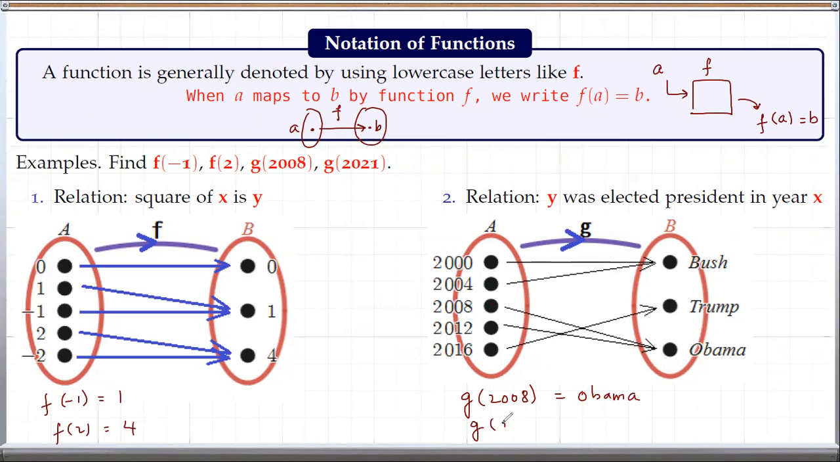And the last example here, g of 2021. So there is no 2021 in the domain. We didn't have any election in 2021. That means this g of 2021 is undefined. So this function g cannot take input 2021. So this function g cannot have x value 2021 because it is not in the domain.